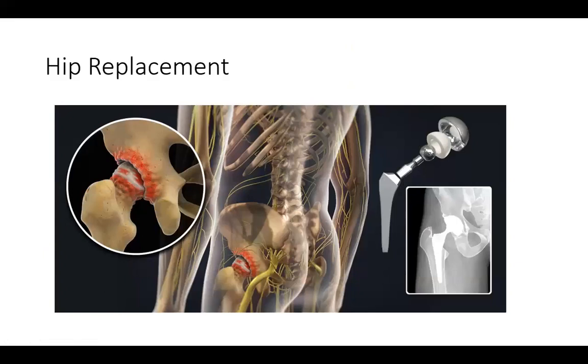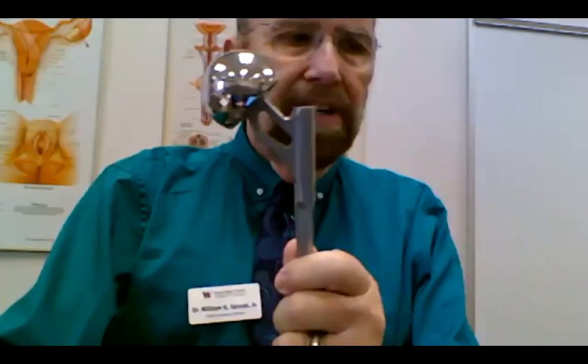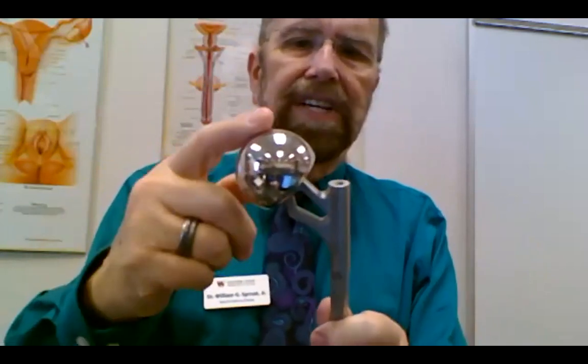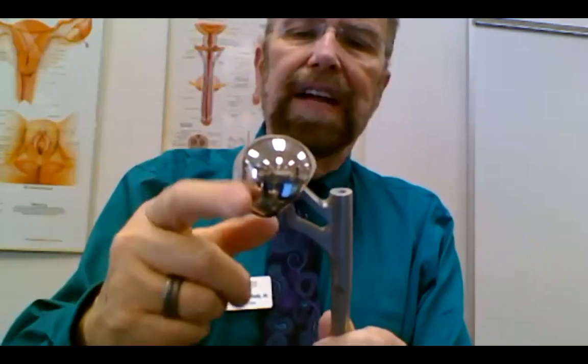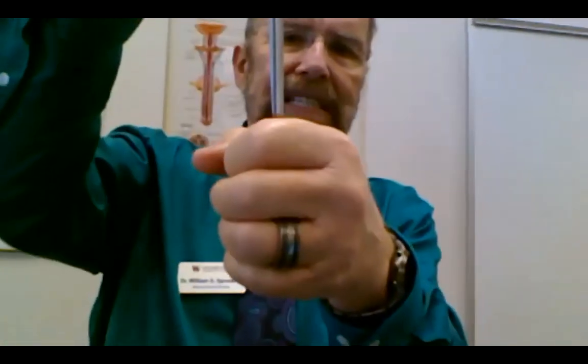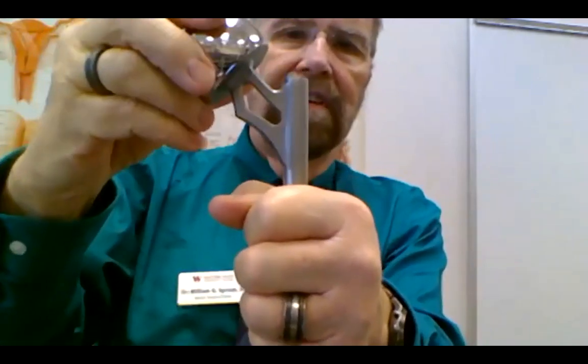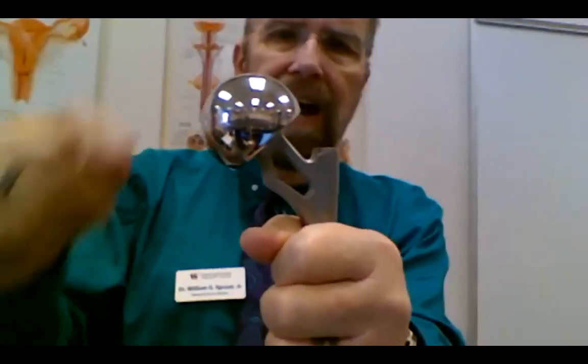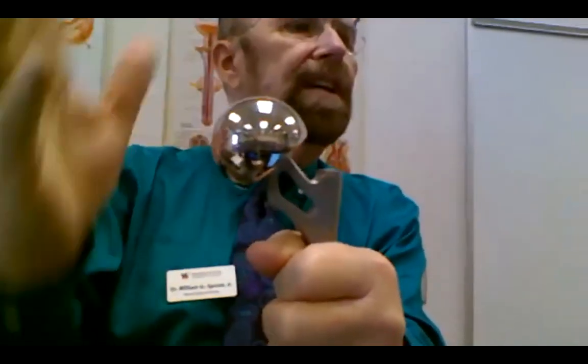Hip replacement involves cutting off the end of the femur somewhere below, either at the level of the trochanters or below the trochanters. This structure here is an artificial hip. This is the artificial head of the femur. The femur will be cut off somewhere below the trochanters, and then this will be slid down in the middle of the femur. And then this round ball can then fit into the acetabulum.